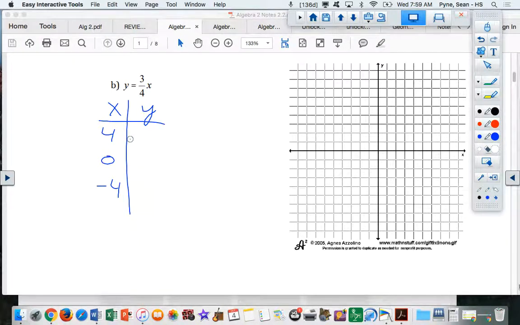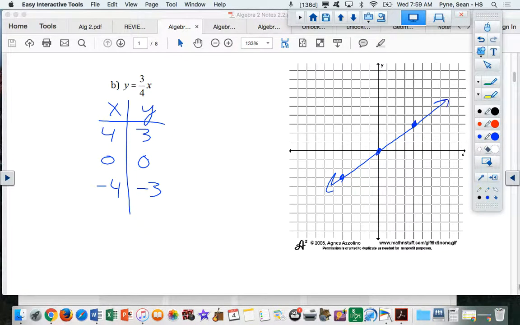Plug in 4, you're going to get 3. Plug in 0, you're going to get 0. Plug in -4, you're going to get -3. Again, you guys can use your calculators. Plot all the points. 1, 2, 3, 4. 1, 2, 3. 0, 0. 1, 2, 3, 4. 1, 2, 3. And I have my straight line.